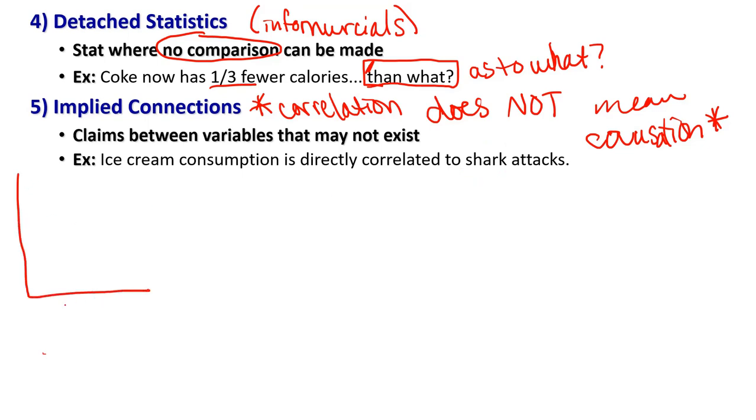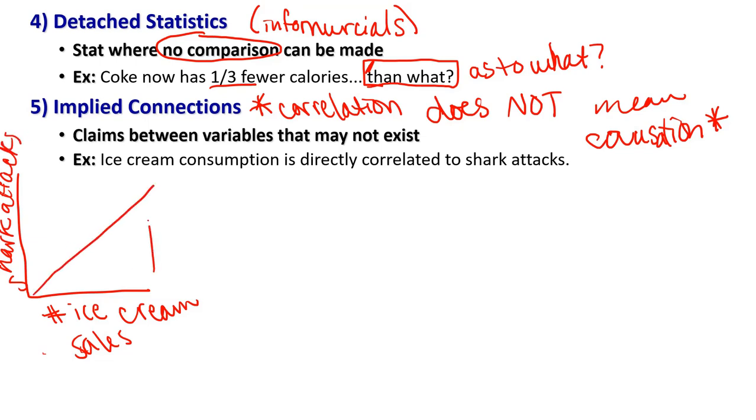So what they were saying is that in this map, if they had the number of ice cream sales on one side and shark attacks on the other, a direct correlation is saying that as the ice cream sales went up, so did the shark attacks. So an implied connection being drawn here is that the more ice cream you're eating at the beach, the more likely you are to be attacked by a shark, when that is not true.